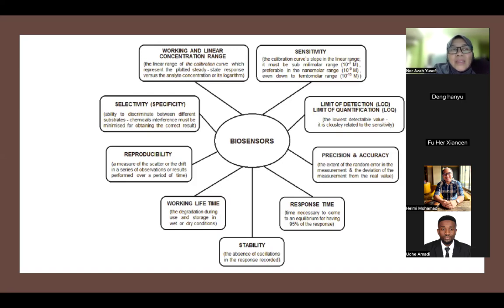If you cannot get that, then we have to change. Either we change the transducer, or we change some parameters using the transducer, or maybe we change the receptors. Those things are very important to be looked at. And then the next one: selectivity, by right.